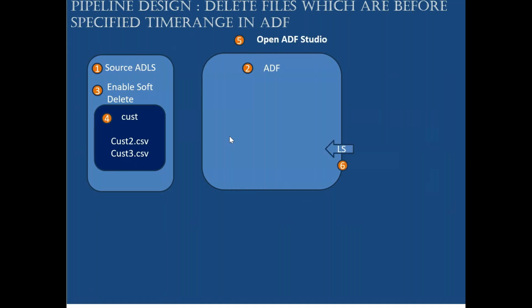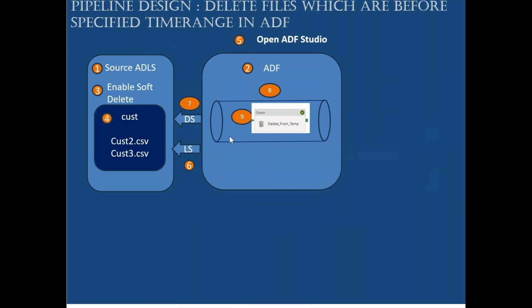Now I'll open ADF and create a linked service for ADLS and a dataset for ADLS. Then I'll create a pipeline. I'll use a delete activity directly and add this dataset. Then I'll mention the time.